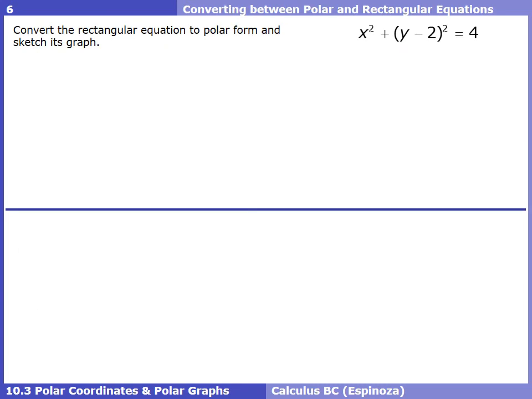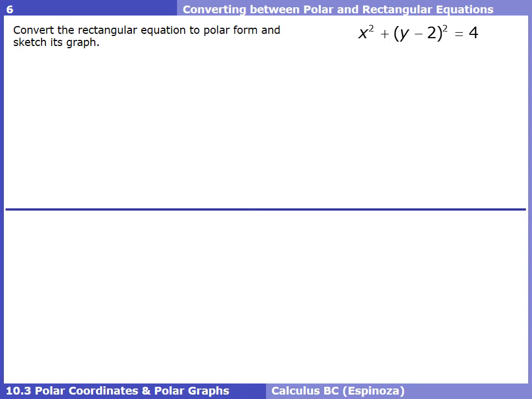Okay, the last topic we need to go over before we get to 10.4, involving the calculus of these polar functions, is what if you're given an equation in rectangular form and you want to change it to polar form. Well, luckily it's a lot like when we changed the points from rectangular to polar. We're going to use those equations from a few slides ago to help us out. The other thing we're going to do is try to sketch the graph.